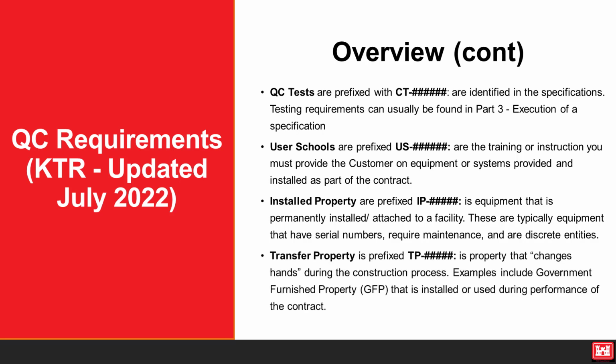Lastly, transfer property is prefixed TP, followed by unique sequential numbers. Transfer property is property that changes hands during the construction process. Examples include government-furnished property that is installed or used during performance of the contract. It also includes spare parts and supplies that are furnished by the contractor and turned over to the government as part of the contract requirements. It could also include equipment or materials that were deleted by the contract modification and the government decided to retain possession rather than take a monetary credit.